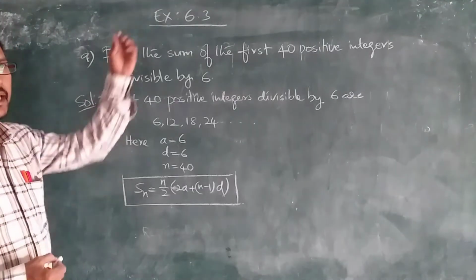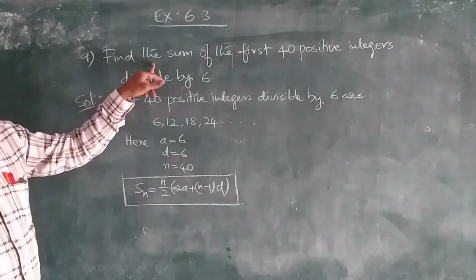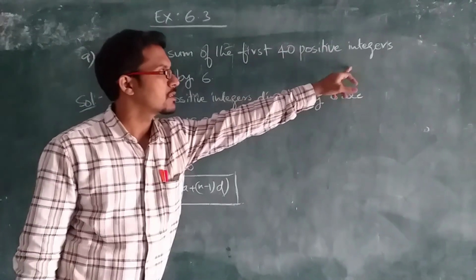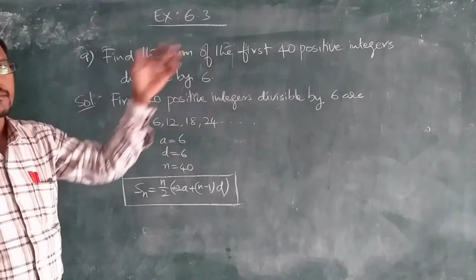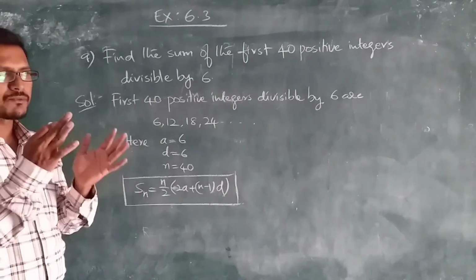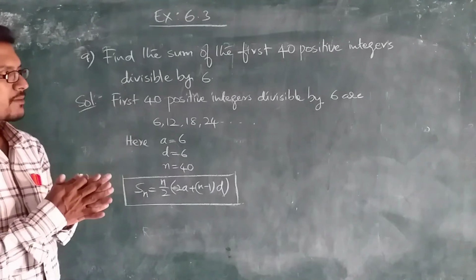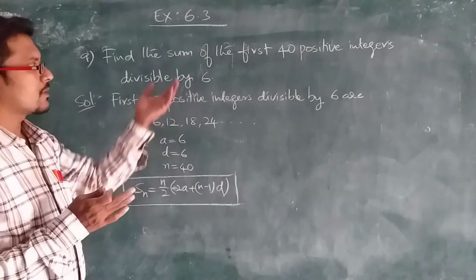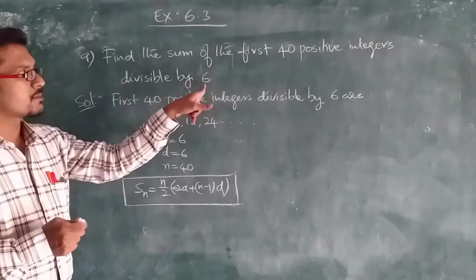So, let us see the 9th problem here. The 9th problem is like this. Find the sum of the first 40 positive integers divisible by 6. So, we have to find the sum of the first 40 numbers which are divisible by 6. To know that, first we have to write the arithmetic progression with the help of the given hint. What is the hint given here? The numbers which are divisible by 6.